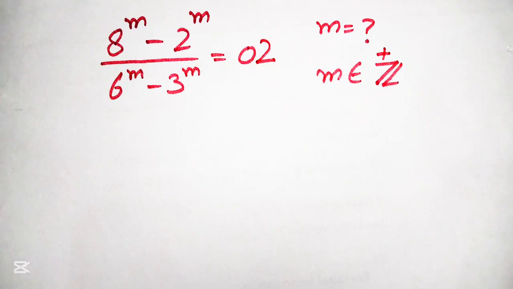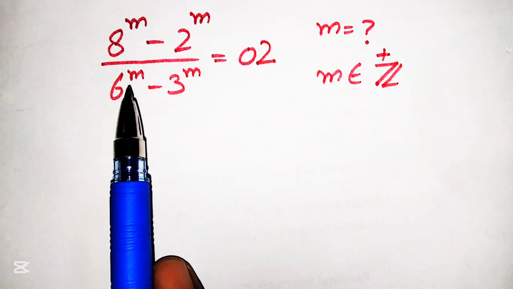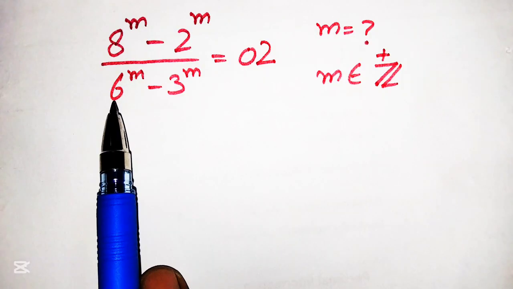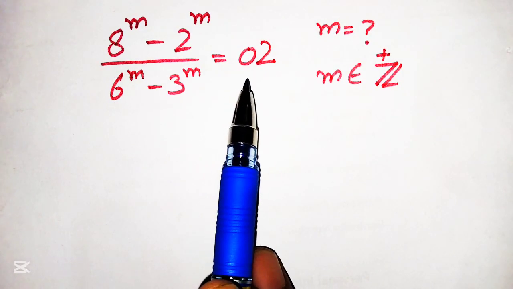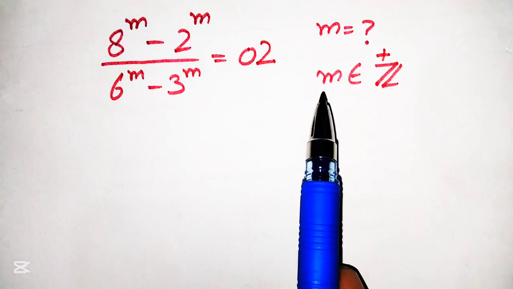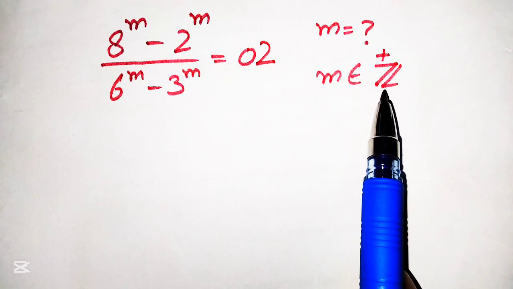Today we are going to solve a very interesting exponential equation, which is given as (8^m − 2^m)/(6^m − 3^m) = 2. We have to find the value of m, and here m belongs to positive integers. So let's start the solution.